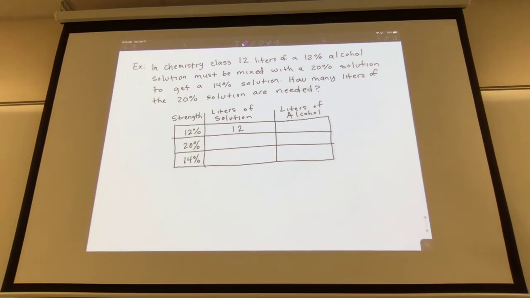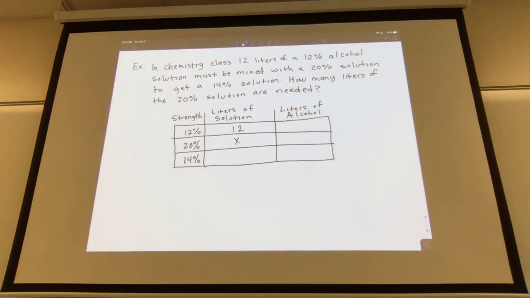What I do know is the 12 liters of a 12% because it was given. And then what's the question? How many liters of a 20%? So that's going to be our X. So figure out your end game: what is the X? What am I looking for? I don't know what it is, but I do know it's what I'm looking for. So I'm going to let that be my X variable.